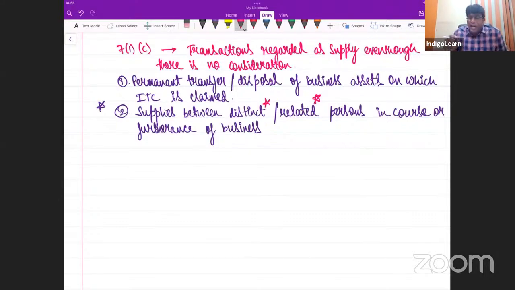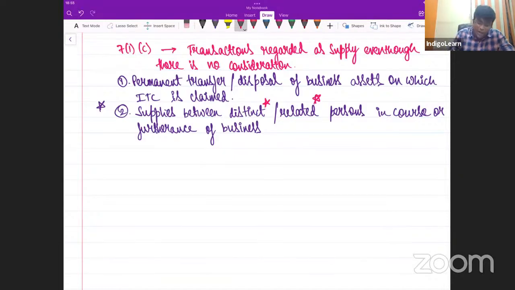So for example, if I give something to my wife out of love and affection, then you should not say it is supply, because it is not in the course or furtherance of business. But if I give something to my wife in the course or furtherance of business without any fees, still it is regarded as supply, because of the second point, supply between distinct or related persons in the course or furtherance of business.